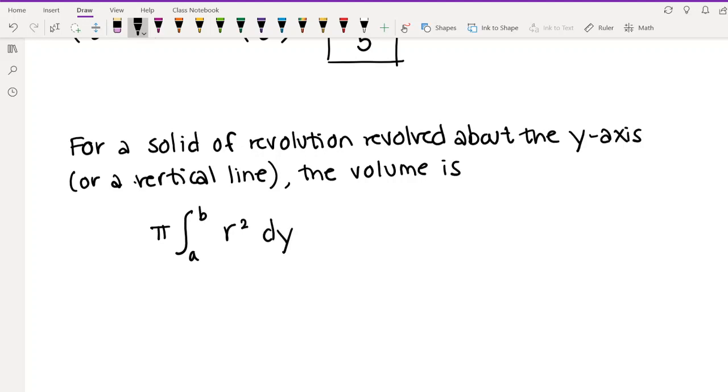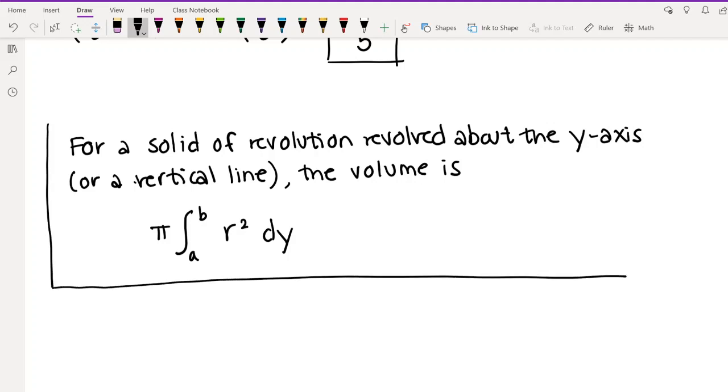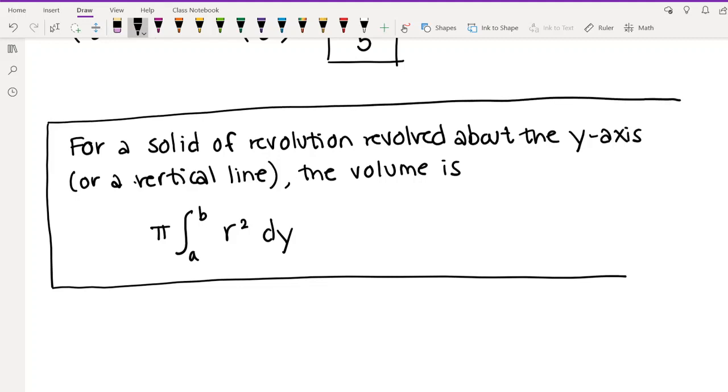And really the only difference, other than the dy, is the fact that these bounds have to be y values, right? And then the radius has to be determined as a function of y. So it just kind of makes sense, right? It's like what we talked about with substitution: whatever variable you're using, everything should match up. So when you're integrating with respect to y, your radius is determined as a function of y, and your bounds are also y values.